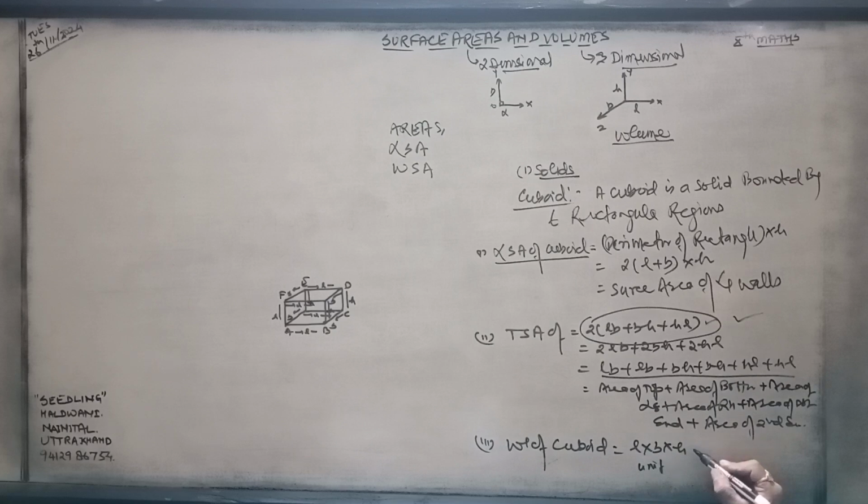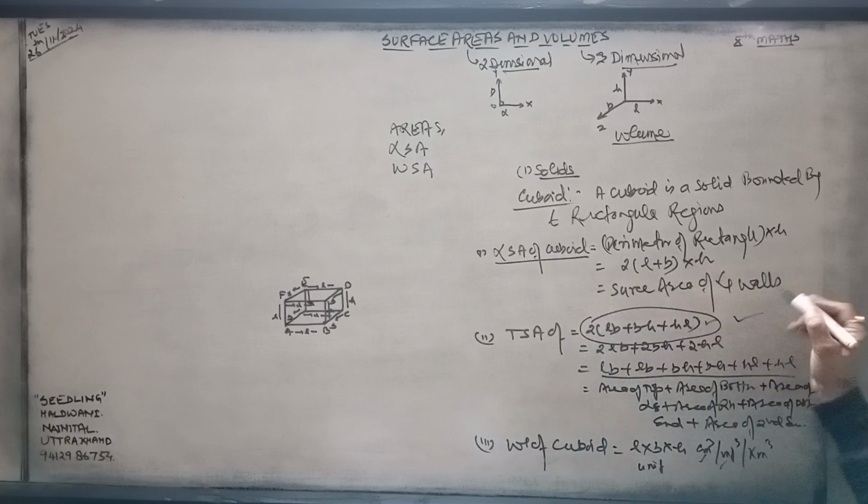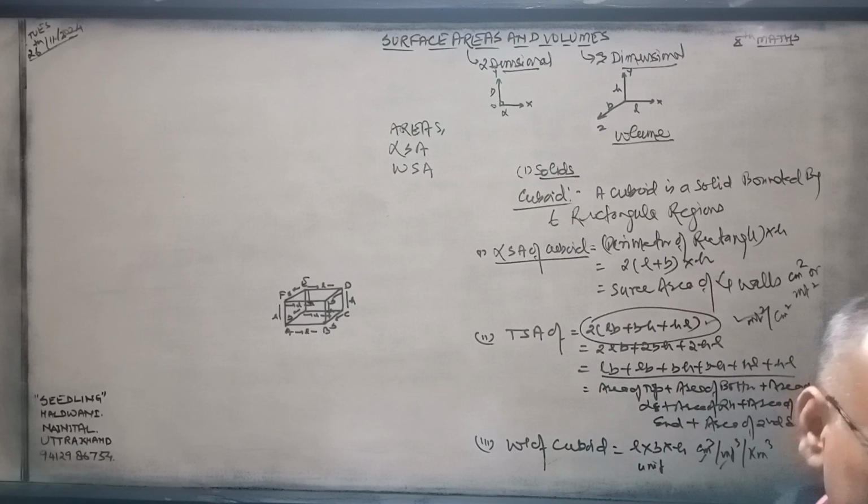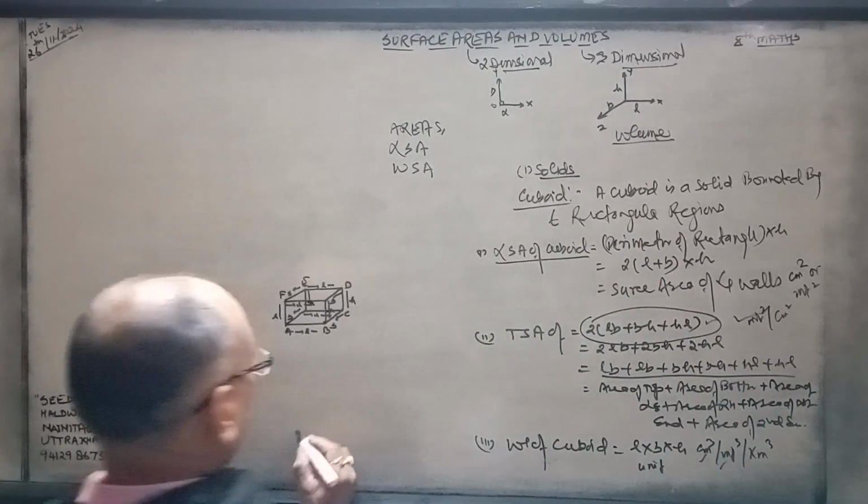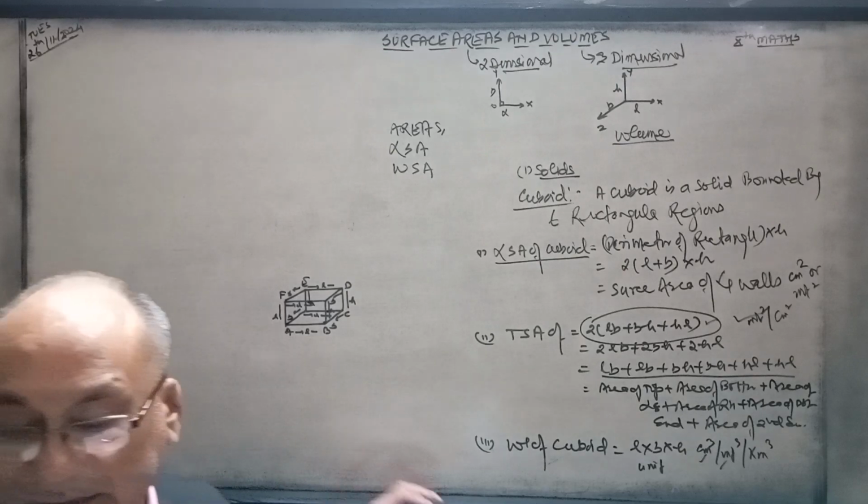So whenever at last you are doing the calculation, it will come either centimeter cube or meter cube or maybe kilometer cube. When you talk about the area, area will be either centimeter square or meter square, and the same thing will happen here, either meter square or centimeter square. So these are 3 formulas, but one formula is also, किसी को याद है?